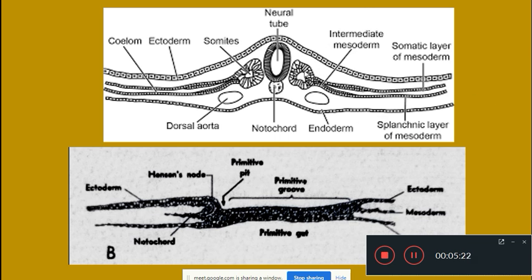Now we will come to the somites. Somites are actually metamerically arranged blocks of cell masses. What is metamerism? Segmentation. So they are seen as segments.